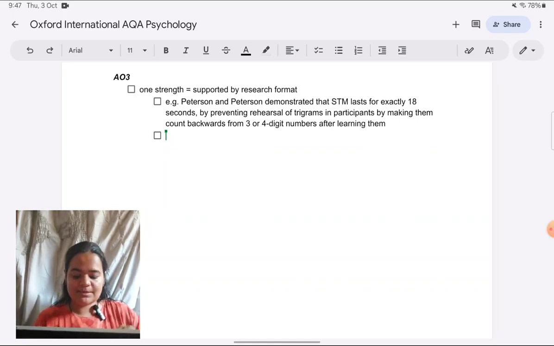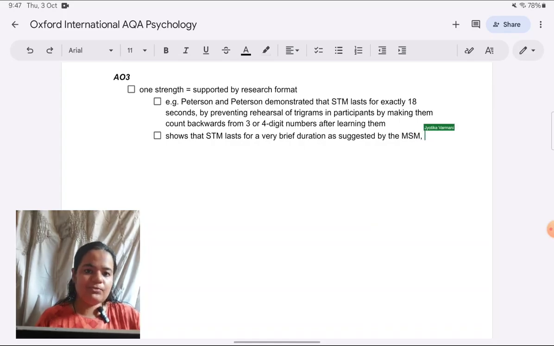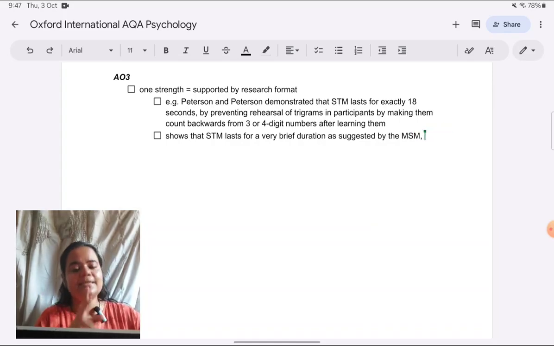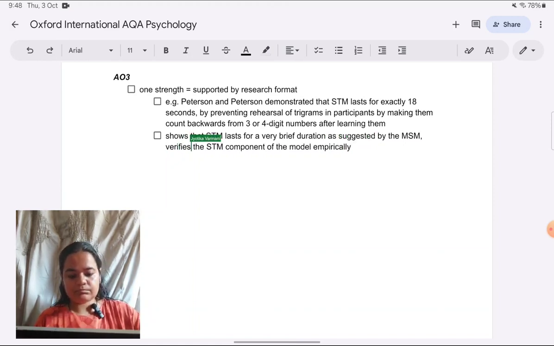Why is this a strength? Because it's empirical proof that STM lasts for a very brief duration as suggested by the MSM. So one component at least of that model is verified in this study, that it is actually the way it is proposed. It verifies the STM component of the MSM empirically. And so to conclude, or to link the strength in the Peel format, this increases the validity of the model.